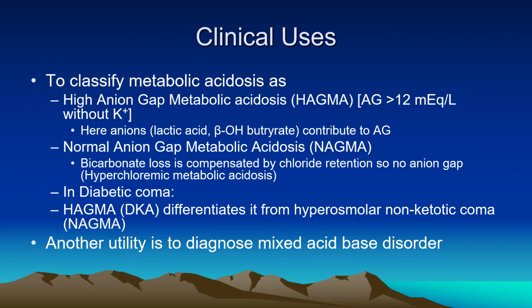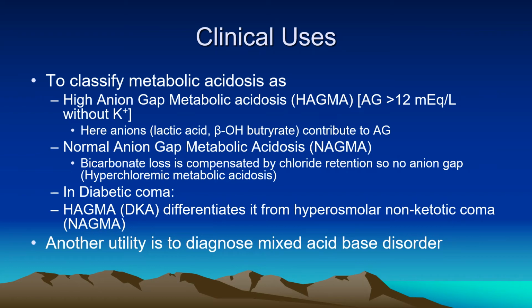However, the metabolic acidosis can also be due to normal anion gap metabolic acidosis or NAGMA, and here bicarbonate loss is the main component, and loss of bicarbonate is compensated by retention of the chloride. So overall, it is hyperchloremic metabolic acidosis. And therefore, we can classify the metabolic acidosis depending on the anion gap.